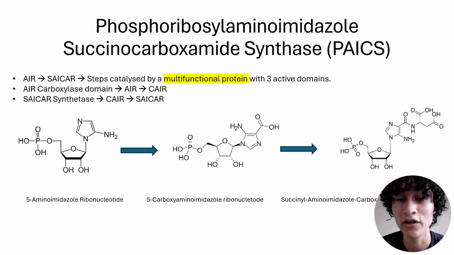Now the next protein complex is a bifunctional protein complex. It only has 2 active domains, and I'll be talking about the steps more specifically when we move on to the next slide. But I just want to make everyone aware that this is another multifunctional protein complex, but it's bifunctional, unlike our GART protein complex that was trifunctional and had 3 domains. Okay, and this protein complex is called phosphoribosylaminoimidazole succinocarboxamide synthase, or PAICS for short.